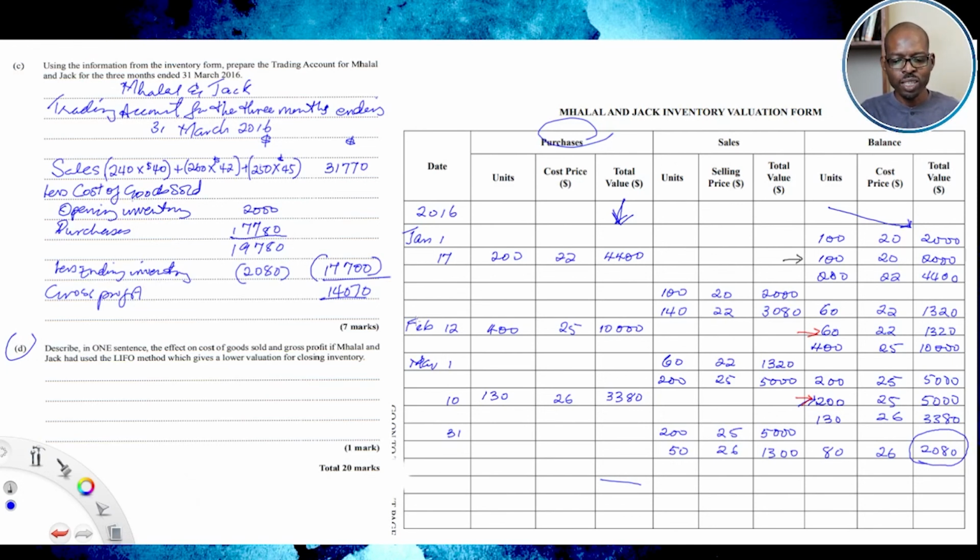Okay, so that's straightforward. So LIFO will result in a higher cost of goods sold and a lower gross profit. And that was for 1 mark, 1 sentence, 1 mark. So there we go. All 20 marks have been achieved.